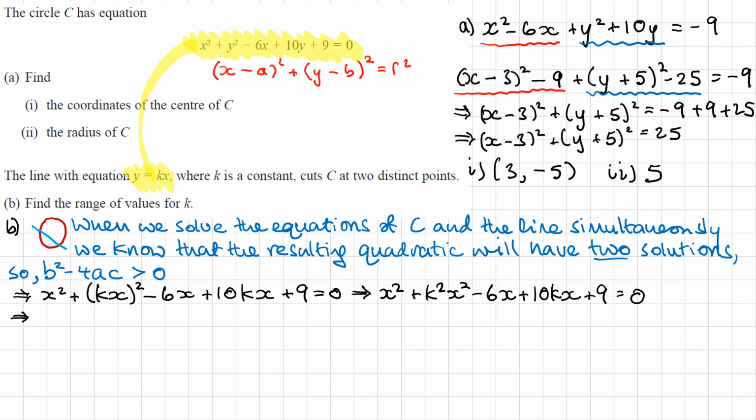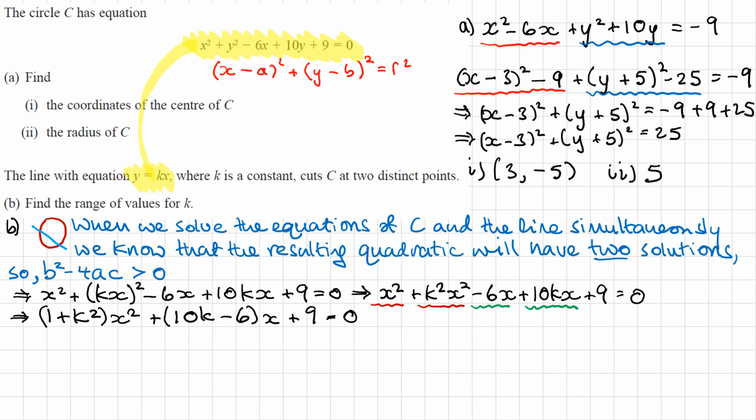So x squared, what have I got for x squared? I've got a 1x squared there, plus k squared lots of x squared. So let's write this as (1 + k squared) x squared. Okay, what else have we got? Well, the x terms can be grouped together, and in terms of x terms we have 10k minus 6, lots of x, and then just the plus 9 at the end, equal to 0.